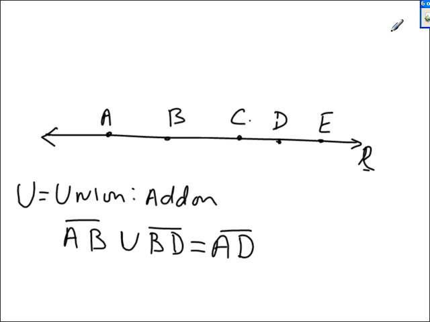And just get your hands dirty and do it. Here's line segment AB, and I add on BD. I start at B and I go to D. And I say, oh wow, look at that. I'm going from A all the way to D. I can just go from A to D. And that's called AD.